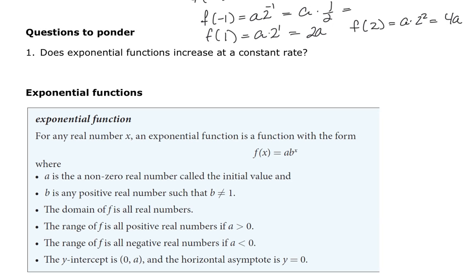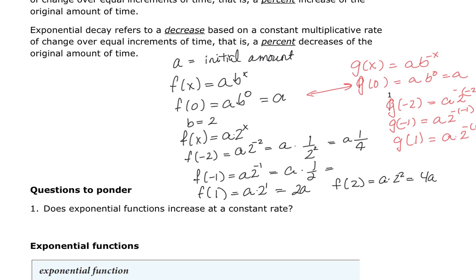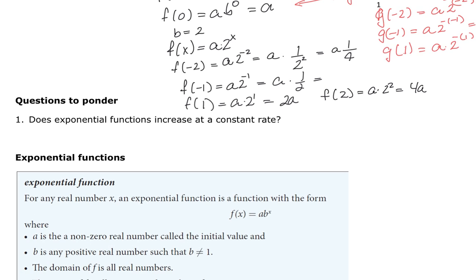So do exponential functions increase at a constant rate? And the answer actually is no. And you're like, but you just said that we have a percent. Well, it's a percent increase or a percent decrease. It's not a constant rate. And you're like, but I'm always multiplying by 2. Yeah, so let's look at one of the graphs of an exponential. Here's y and here's x. So let's just graph f of x, which is equal to 2 to the x.